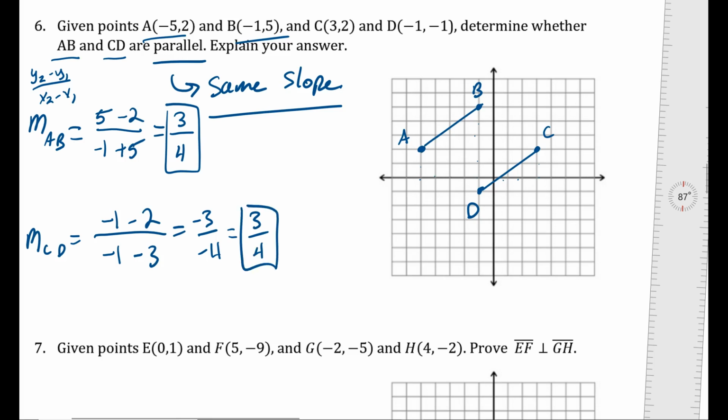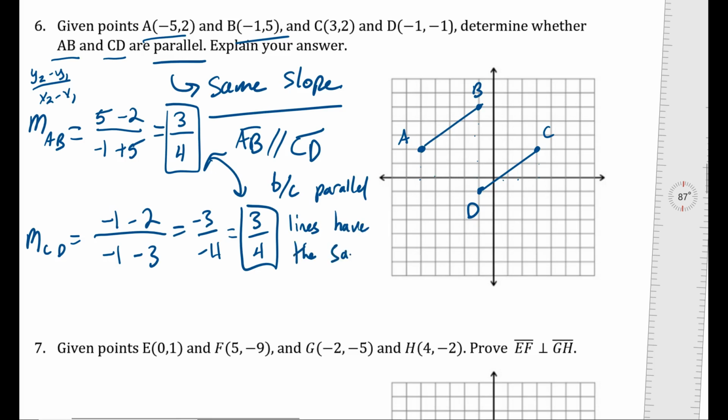So in this case, I got the same slope for both of them. So I would say that yes, AB is in fact parallel to CD. My reason being is because parallel lines have the same slope. So you don't need to write a formal statement reason proof for these as long as you have enough math to justify why they're parallel.